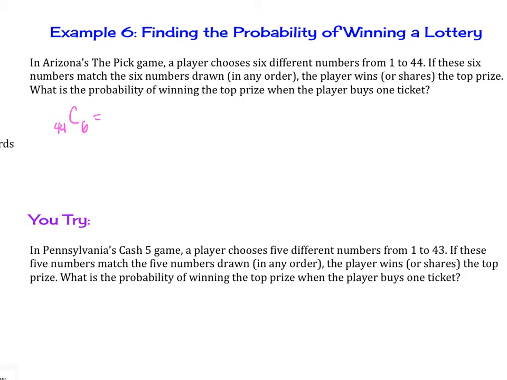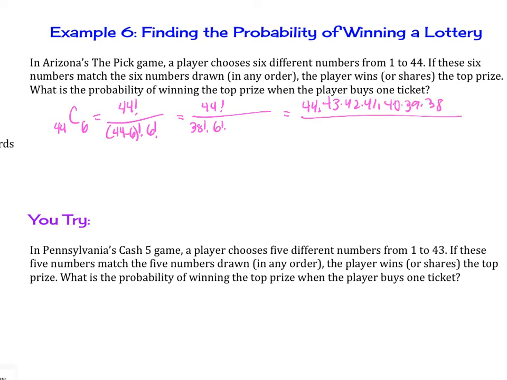So we're using combinations here. So this is going to be 44 factorial over 44 minus 6 factorial times 6 factorial. And then so 44 factorial over 44 minus 6 is 38 factorial times 6 factorial. So 44 times 43 times 42 times 41, 40, 39, 38 factorial over 38 factorial, 6 times 5 times 4 times 3 times 2 times 1. And then you simplify, right?